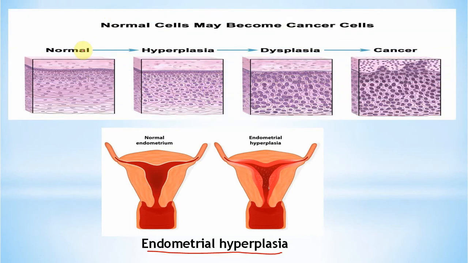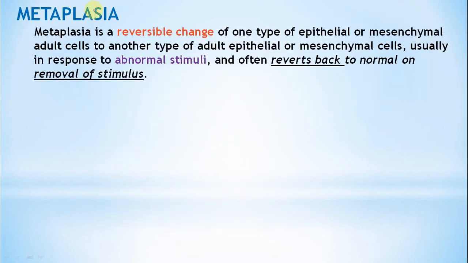A normal cell may become a cancer cell. First, the normal cell will become hyperplastic, then dysplasia occurs, then it will convert into cancer.